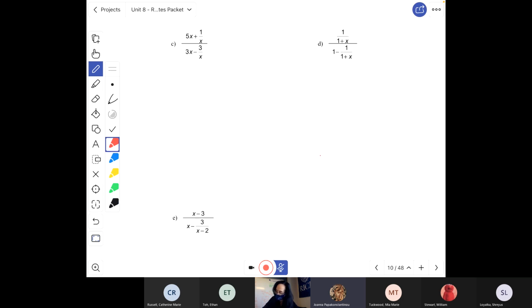What is my least common denominator? X. So I'm multiplying each term in the numerator by x, each term in the denominator by x. Again, I could have turned this into a division problem, but then each of those little binomials, I would have to simplify first. So let's distribute x in the numerator, and what am I going to get when I distribute x in the numerator?